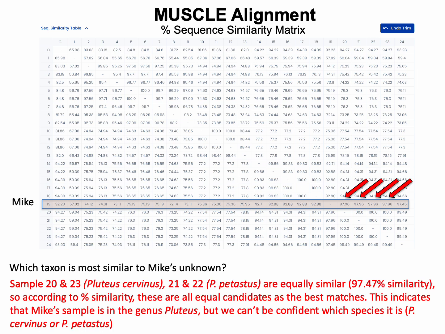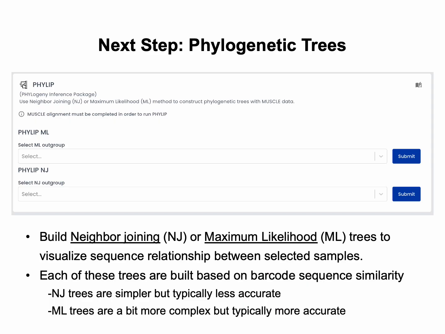All right, so if you said sample 20 and 23, which are Pluteus cervinus, sample 21 and 22, which are Pluteus petasatus, they are equally similar. They all have a % similarity of 97.47% similarity to Mike's sample. So according to the % similarity, these are all equal candidates as the best matches. And this indicates that Mike's sample is probably in the genus Pluteus and maybe is one of those two species, but we can't be confident which of the two it is from this alignment.